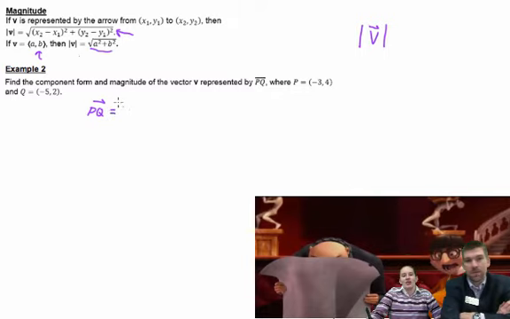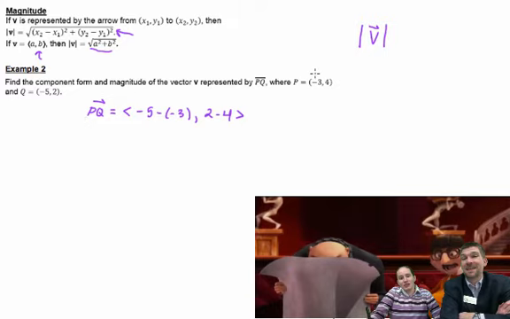Okay, PQ. So that's the stop, second, minus the start, first. So -5 minus -3. And then 2 minus 4. Stop minus start. Always go stop minus start. Life is easier that way. So what he's saying is this is the start and that's the stop. So stop minus start. So what is it? -2, comma, -2. Okay, so there's your vector.